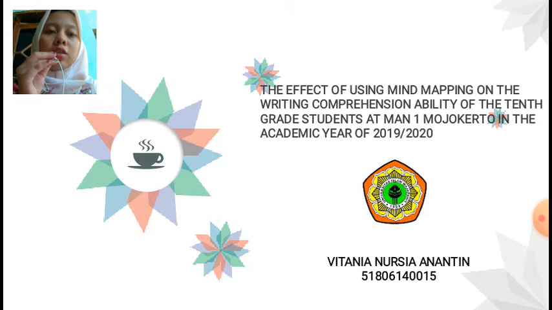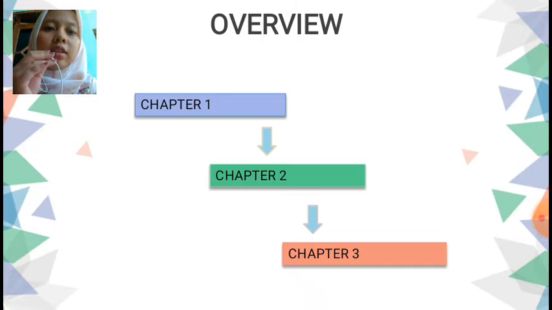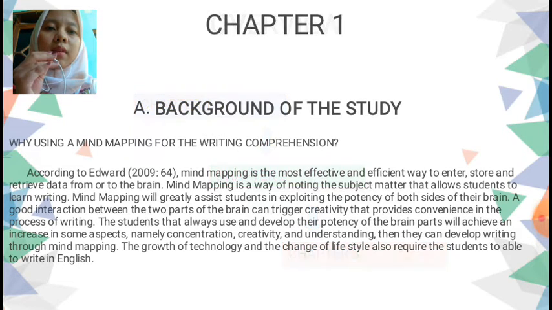And now I'm going to present about my journal. The title is The Effect of Using Mind Mapping on the Writing Comprehension Ability of the 10th grade student at MAN 1 Mojokerto in the academic year of 2019-2020. There are 3 chapters. In chapter 1, the first is the background of the study.